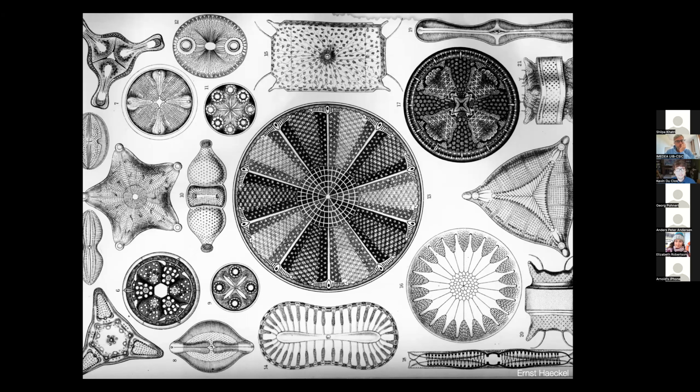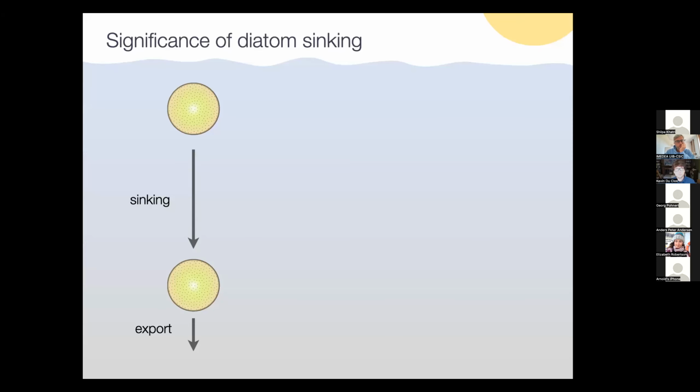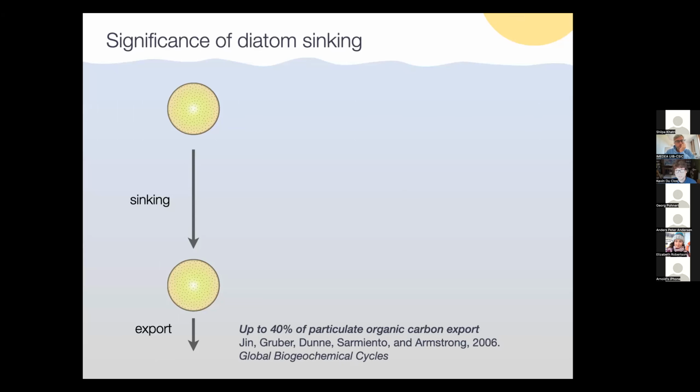So why is diatom sinking important? Well, from a global perspective, sinking is an important contributor to flux of nutrients and carbon from the upper ocean. So export of diatoms from the upper ocean to depth has been found to contribute up to 40% of particulate organic carbon export. So this is quite an important component of the biological pump, which removes carbon from the upper ocean to depth where it can no longer interact with the atmosphere.